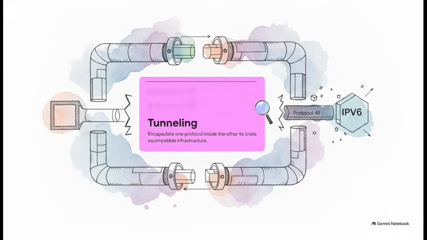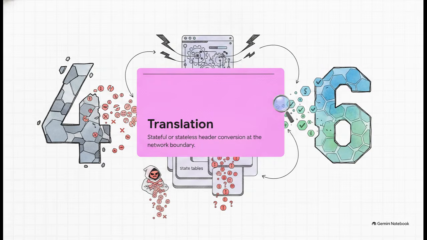Next up is tunneling. This is where you encapsulate one protocol inside another to cross incompatible infrastructure. Think of technologies like 6to4 or Teredo. And while it does establish deterministic paths, it brings along some serious MTU and fragmentation headaches. But way more alarmingly from a security standpoint, tunnels can easily allow rogue data to completely bypass your perimeter controls, especially through Protocol 41.